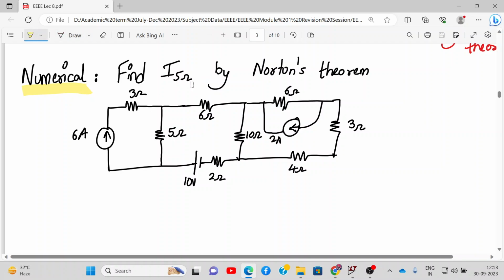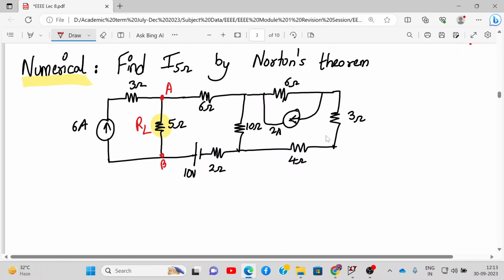Basically your 5 ohm resistance is over here. So this is my RL. Let me write over here, this is RL and these are points A and B. Now we need to find the Norton's resistance and then we need to find the Norton's current. So let's start doing it.